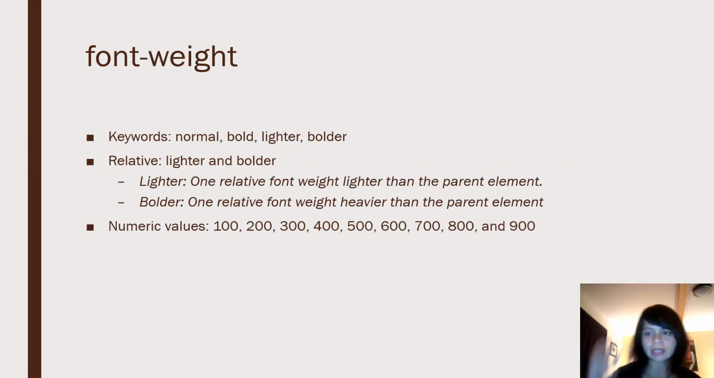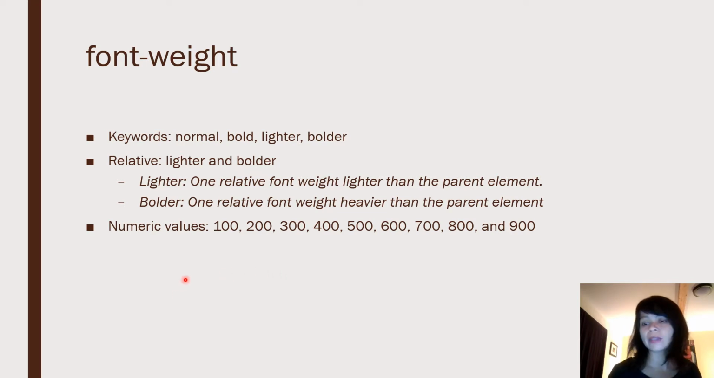There's also font weight that we looked at previously. So the values would be normal, bold, lighter, bolder. It can be relative, so lighter or bolder. So when you say things like lighter or bolder, it will be one relative font weight lighter than the parent element. Okay, or if you say bolder, then it will be one font weight heavier than the parent element. You can also use numeric values, 100, 200, 300, 400, and so on.